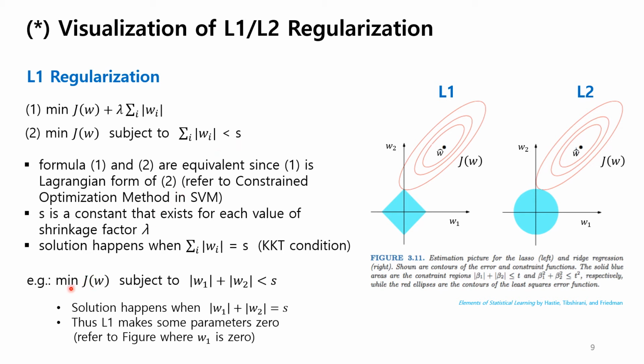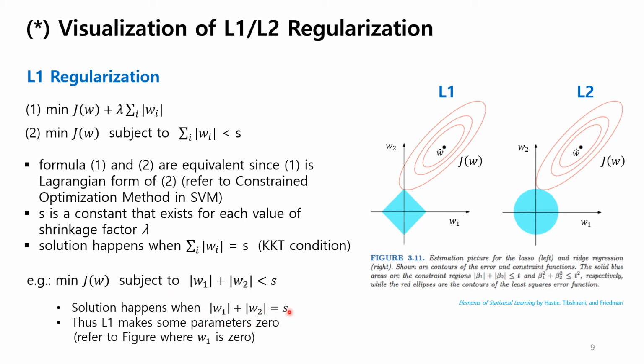Let's take a look at a more specific example here. Let's say we have two parameters, W1 and W2. We're going to minimize this error function subject to this L1 form. In this case, W1 plus W2 is less than S. Then I said the answer of this is exactly the same as this one only when the KKT condition is true. So we can assume this is true. This is the KKT condition. We can assume this condition is true, because that's the only case when the answer of this and the answer of this are the same.